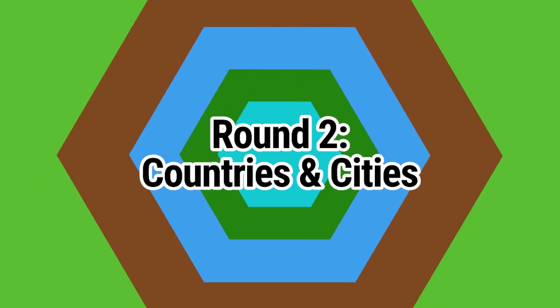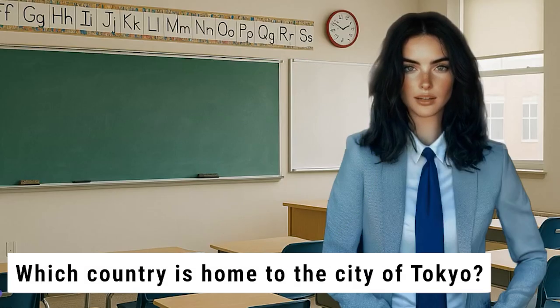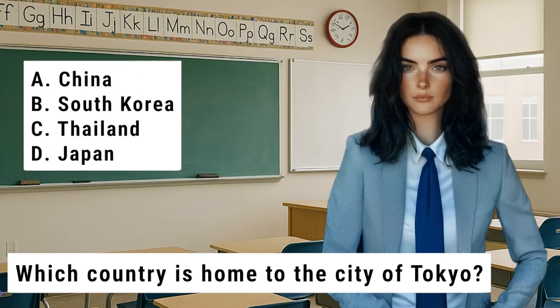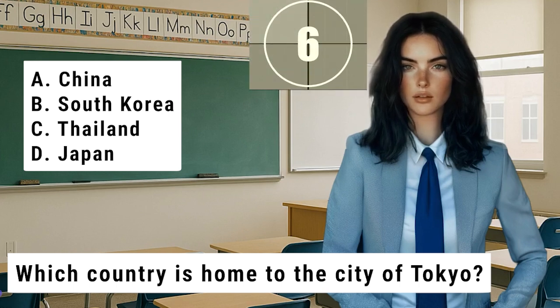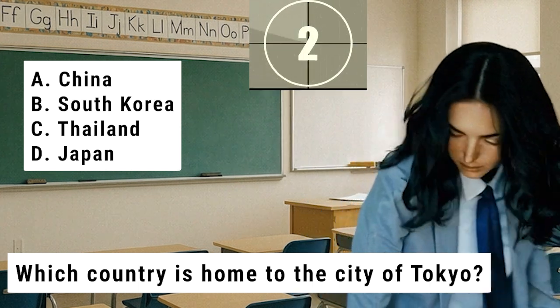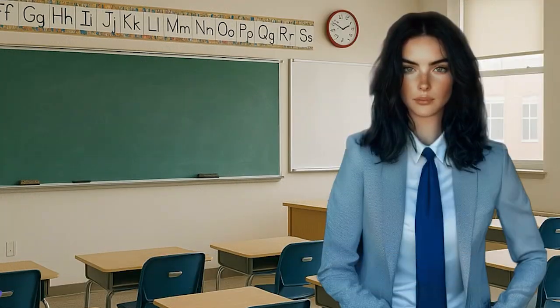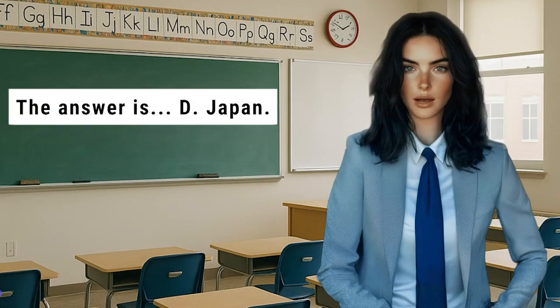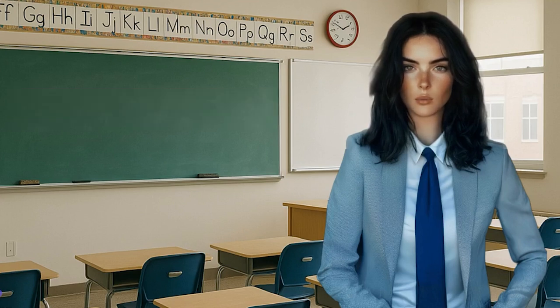Round 2. Countries and cities. Question 6. Which country is home to the city of Tokyo? A. China, B. South Korea, C. Thailand, or D. Japan. You have 6 seconds. Where in the world is Tokyo? What country is home to Tokyo? What's your answer? Time's up. The answer is D. Japan. Tokyo is the capital of Japan and one of the biggest cities in the world.